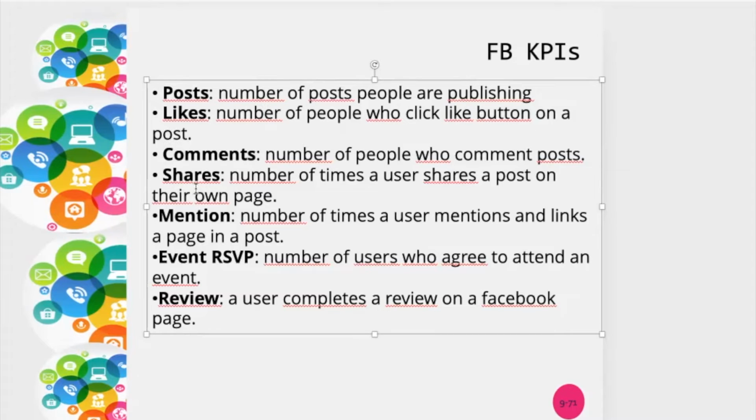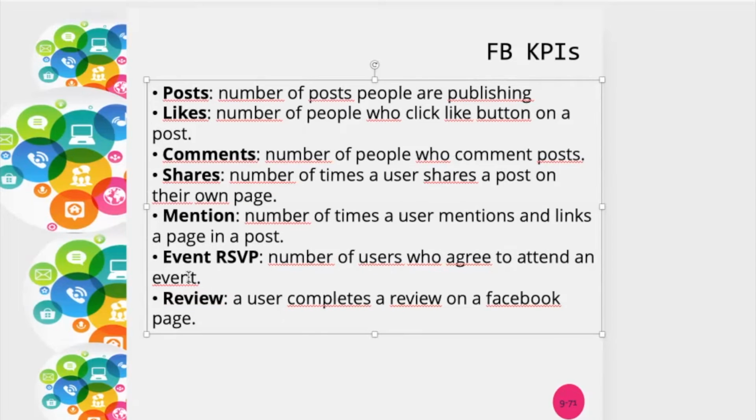And you also want to increase the number of shares. Whenever people post comments or post photos, the more they share, the more you will create brand awareness, and the more people will also like your brand page and come into your brand community. You want to increase the mentions. That is the number of times that a user mentions and links a page in a post. If you have webinars, for example, you might invite people to join an event, which is another measure of customer engagement. Customers participate in webinars.